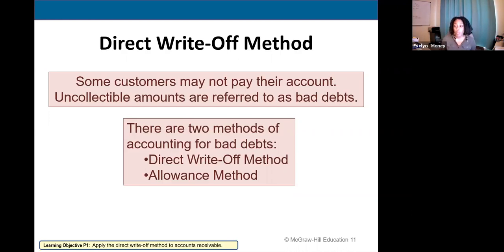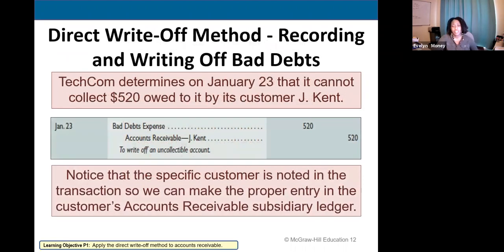With the allowance method, we don't wait until we determine that we can't collect on a customer's account. We estimate our bad debt and we record that estimate in the same period as the sale. In estimating it, we're setting aside a pot of money. And later on, when we determine that the customer can't pay us, then we write off the customer's account using that pot of money. We'll talk about the allowance method more in a bit. Let's look at the direct write-off method.